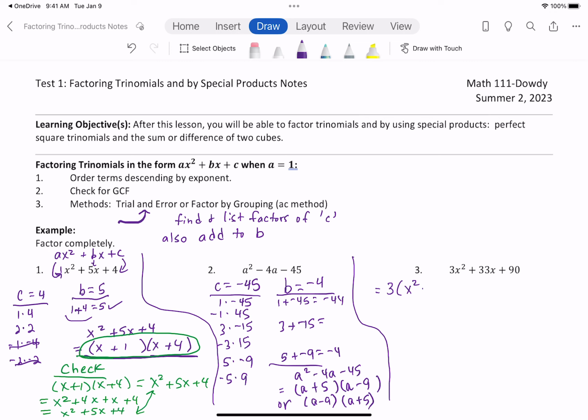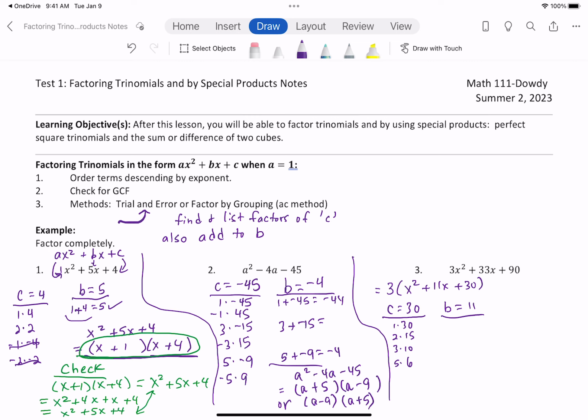That's going to leave me with x squared plus 11x plus 30. And now the trinomial that's left in the parentheses does have an a equal to 1. So now we can use the same method we've been using. So in this case now, my c is going to be 30. So if I start listing factors, I have 1 times 30, 2 times 15, 3 times 10. 30 is not evenly divisible by 4. We get 5 times 6. And I think after that they would start repeating again. So now we can switch to seeing which one of those pairs will give me b equals 11.